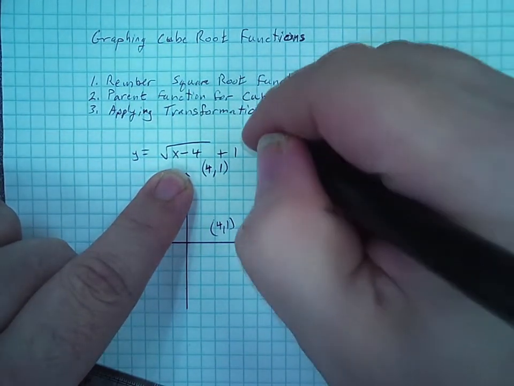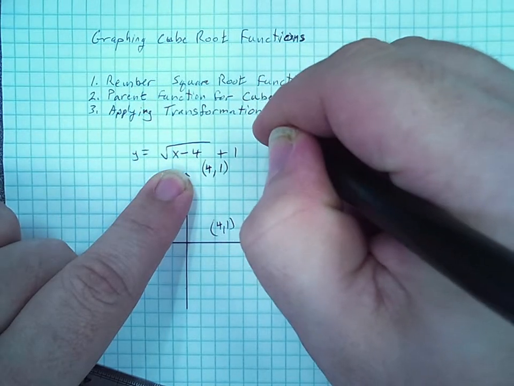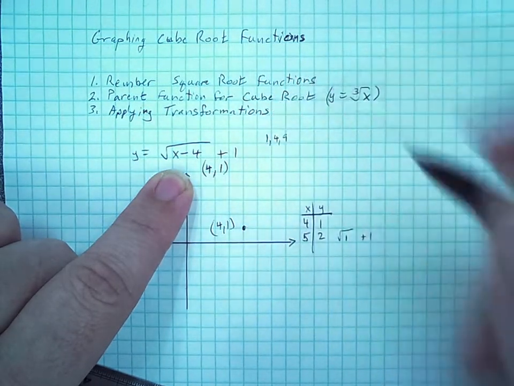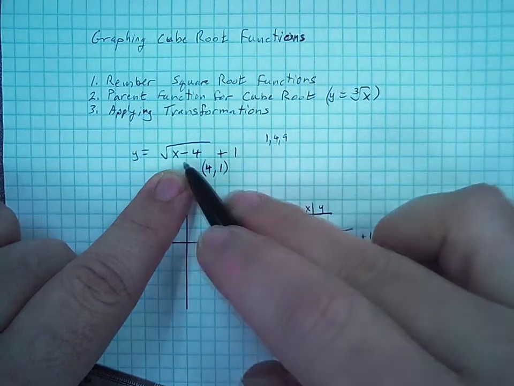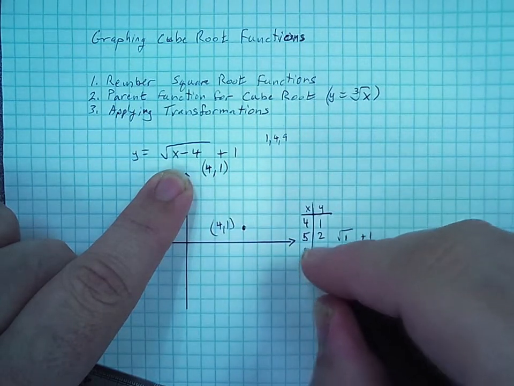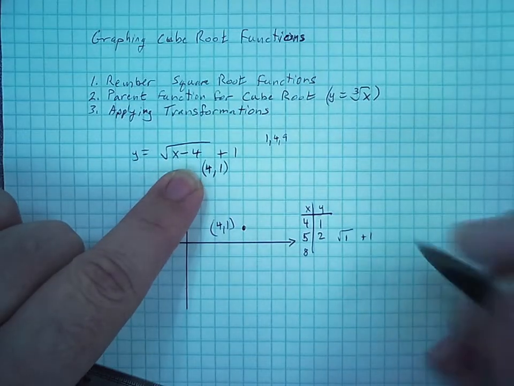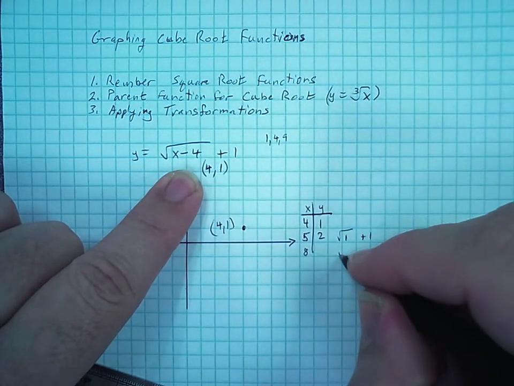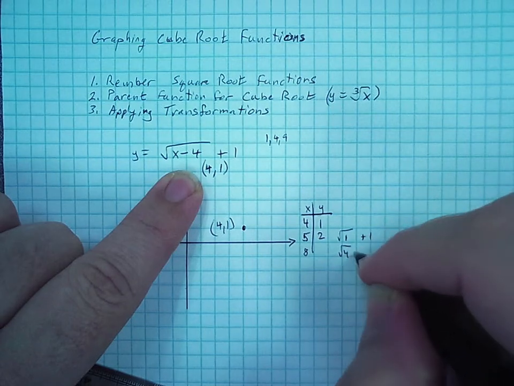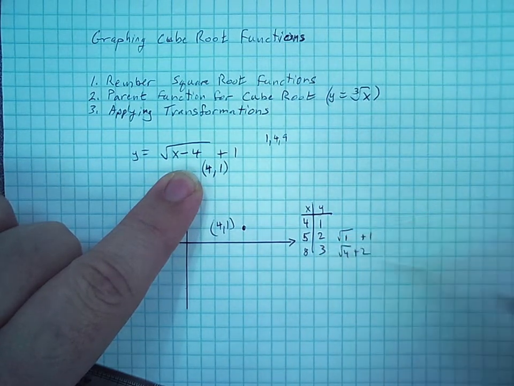The next nice square, because 1 squared is 1, 2 squared is 4, 3 squared is 9. So next I want to try to make the inside 4. To do that, I would have to stick in 8, which might actually be too far over for the graph I've drawn. But I'm going to find the point anyway. The square root of 8 minus 4 is 4. So that's 2 plus 1, which is 3.